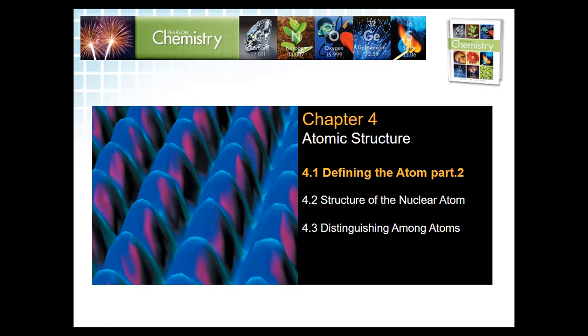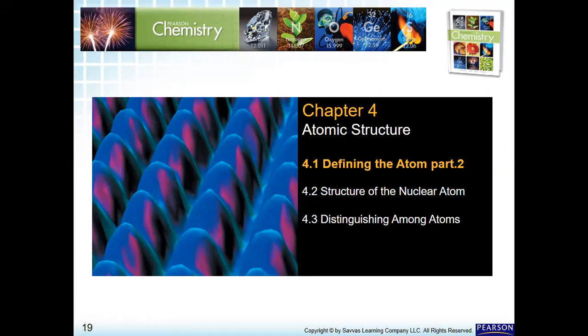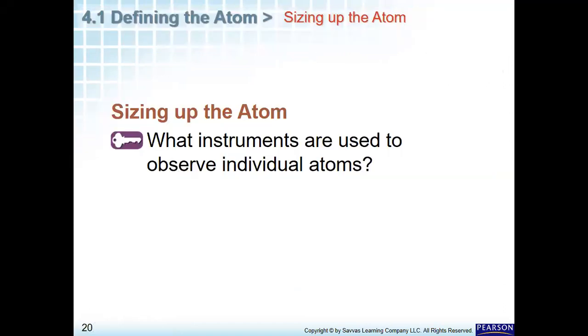scientists came and started to prove the evidence by experimental work and scientific principles. And he was John Dalton, the English one. He started to take that in his work to make his own theory, and it was the first atomic theory talking about the atomic structure. And now we are going to do part 2. So part 2 is talking about sizing up the atom and what instruments are used to observe individual atoms.